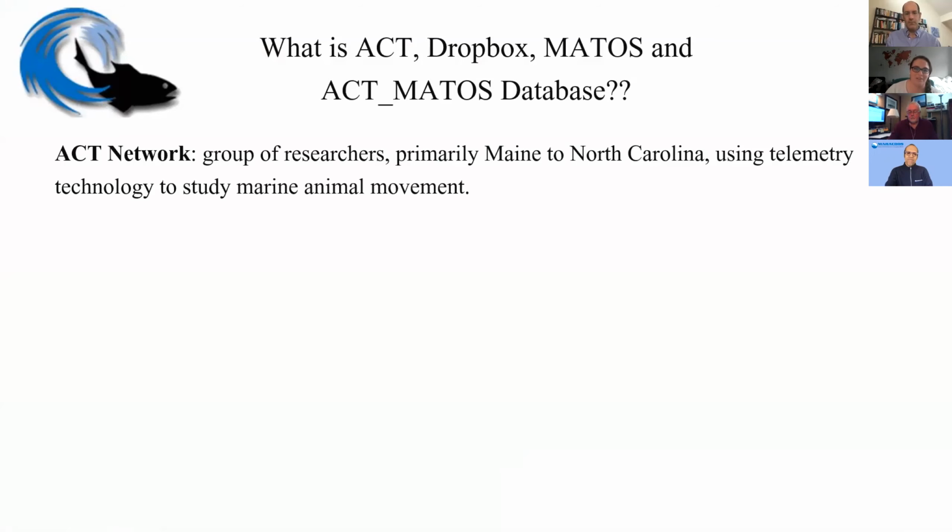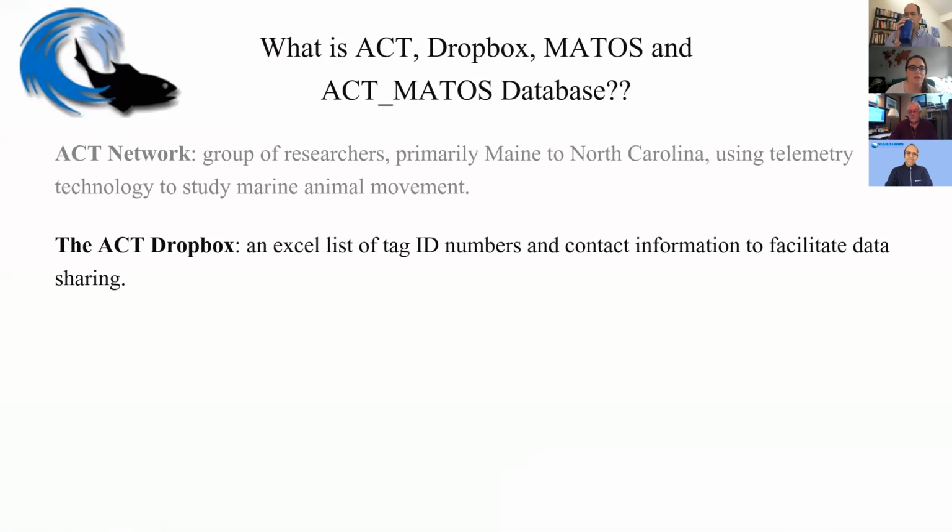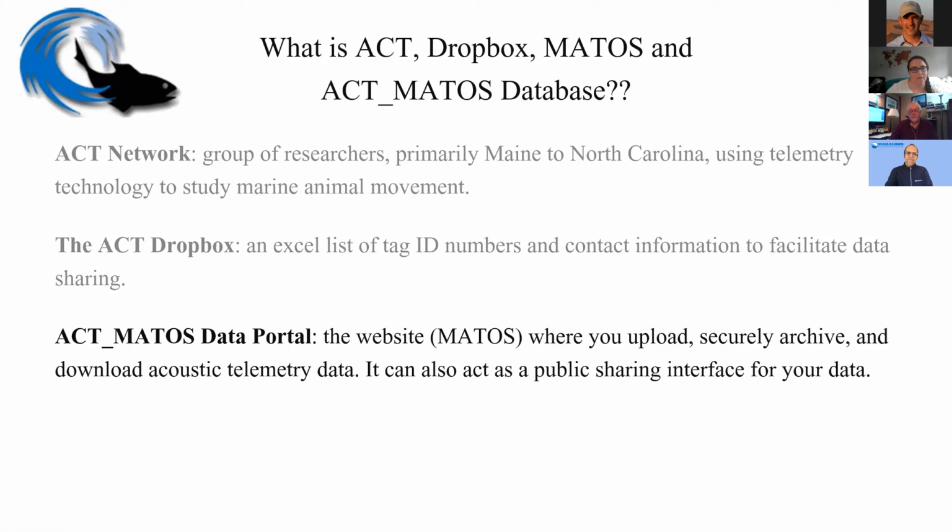So the ACT network, obviously, that is all of us, everybody doing research, participating in it, us as a community. The ACT Dropbox was the original list of tag IDs that people reported to and their contact information, and that list would get shared within the community under certain guidelines, and then people would have to go to that list and find tags on their receiver detections to then send out to users in the community. So the Dropbox was around for several years. I mean, it still is, and still very useful.